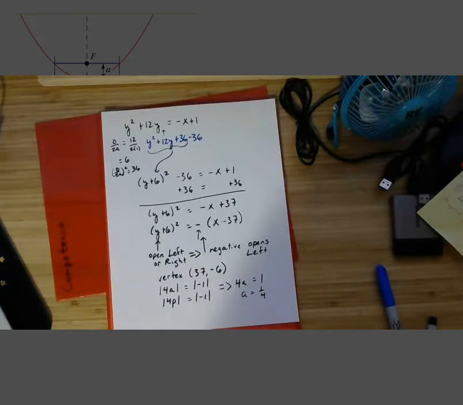But the length of the latus rectum, which again is the part of the graph that connects across through the focus, similar to the minor axis, is actually the value of 4a. So that one is a length of 1. Now let's take a look at another example that will be a little bit easier to graph.